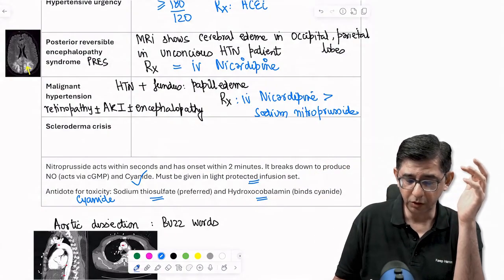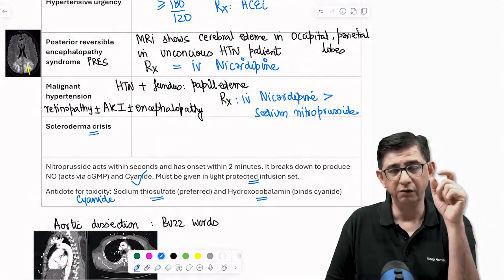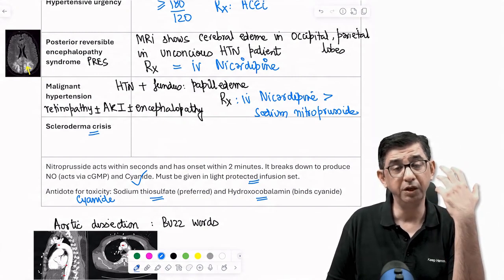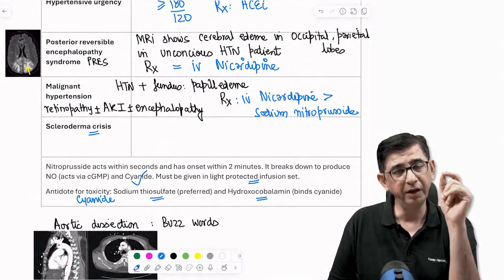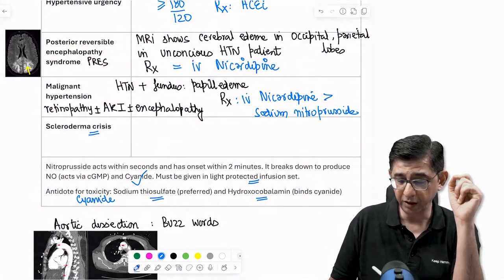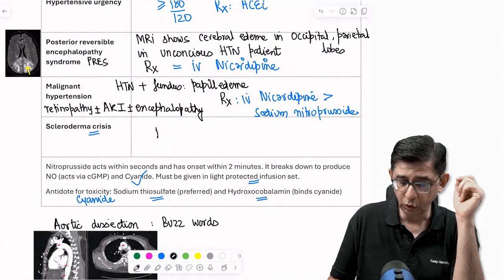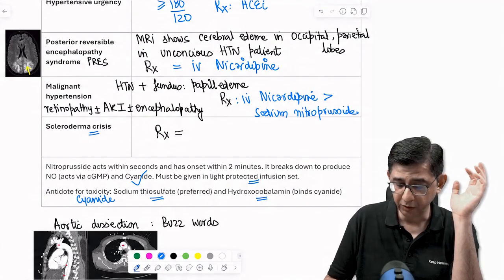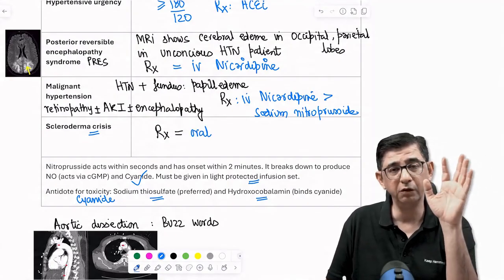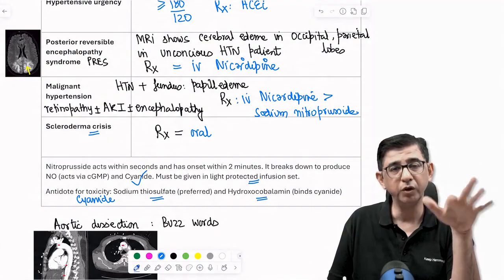Now comes a question on the topic of scleroderma crisis. When I say the word scleroderma crisis, that means an anti-topoisomerase antibody positive patient is having damage to his kidney, so he's having a high renin hypertension. Guys, this is the only time in this table where, in spite of the fact that the word crisis is mentioned, we will not be giving IV drugs. That is why I've included it here.